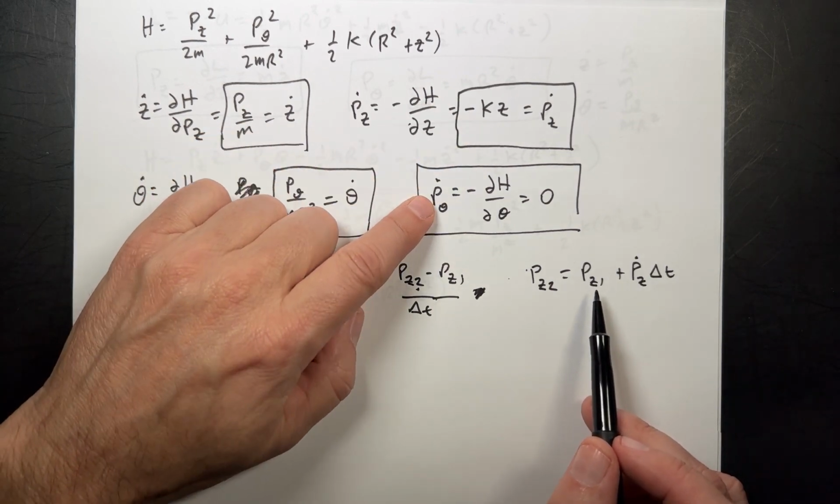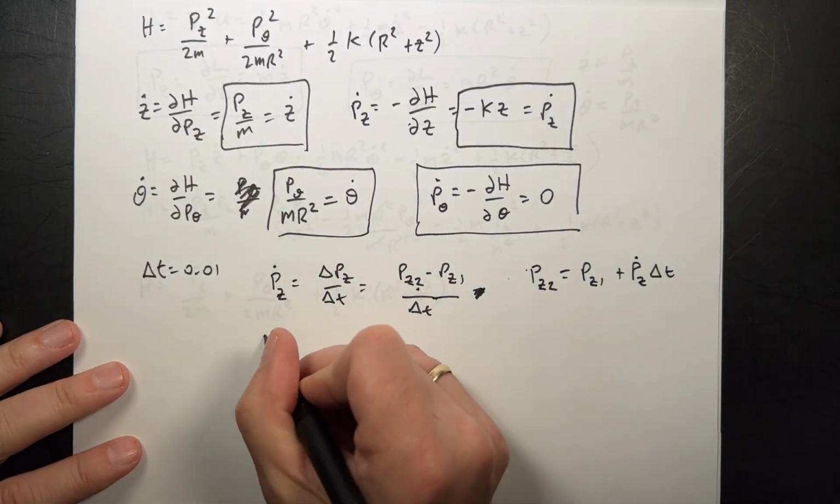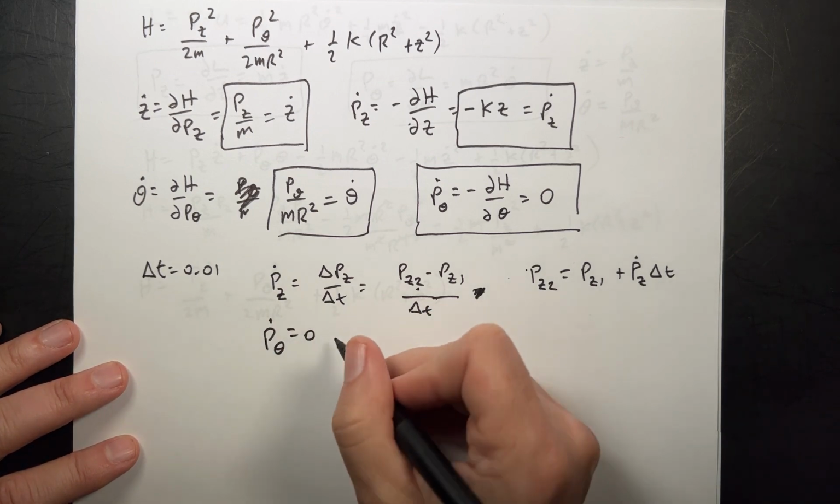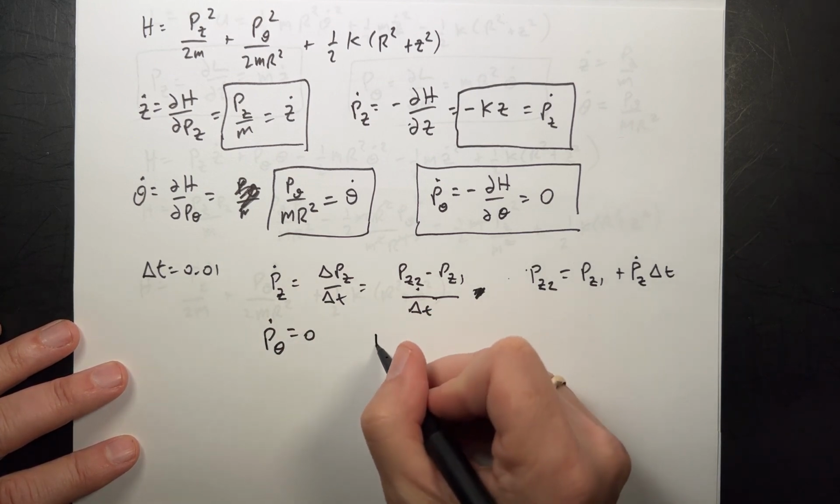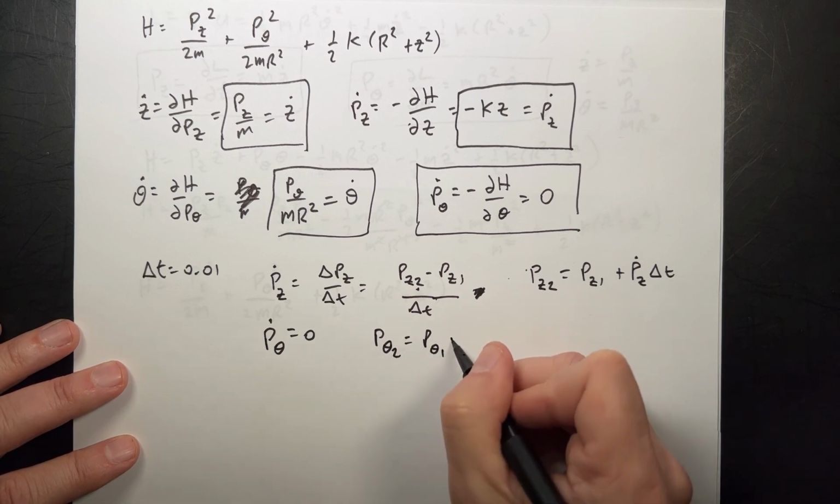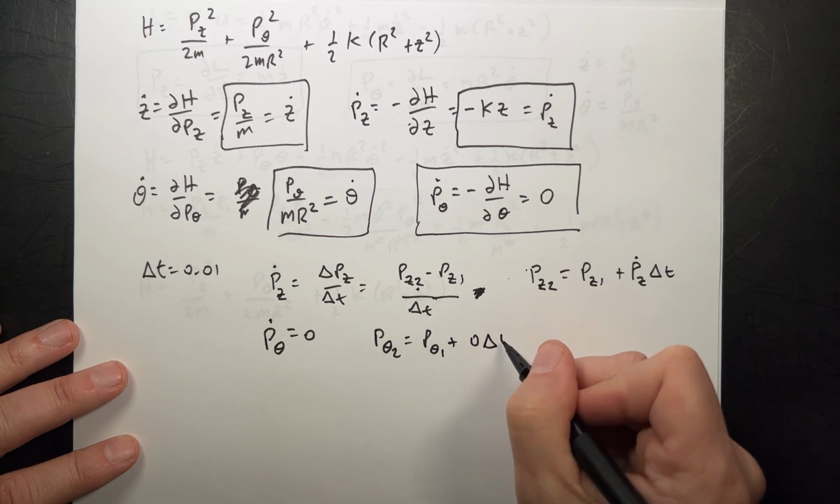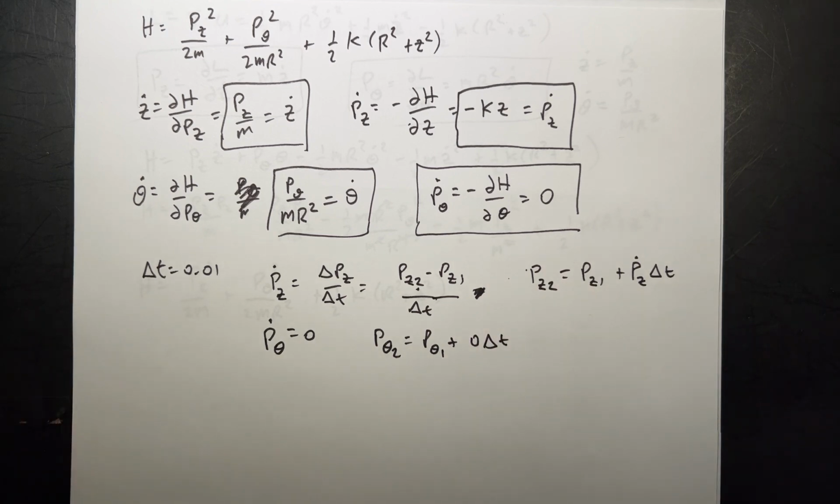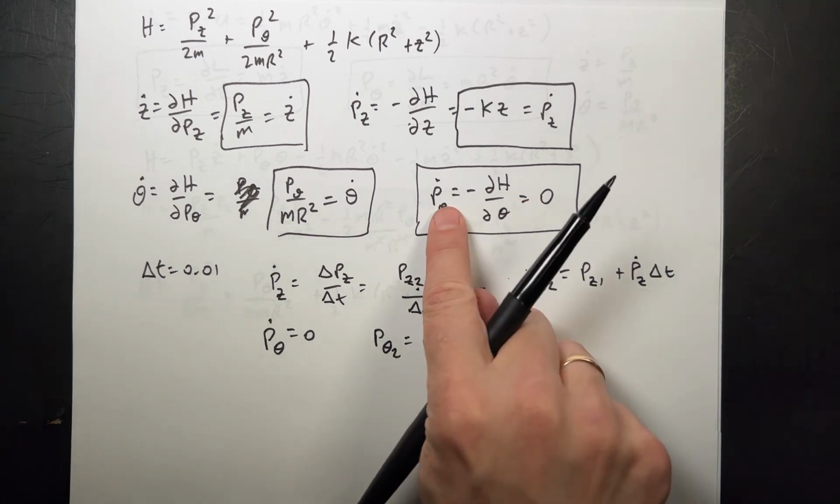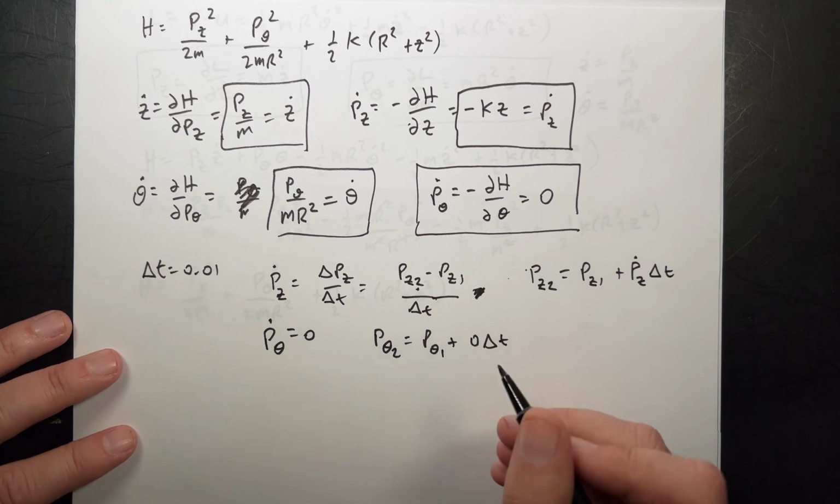Now let's jump down and do the theta one next. So p theta dot equals 0. And so if you do the same thing, we see that p theta 2 equals p theta 1 plus 0 delta t. So p theta is constant. It doesn't change, right? Because the derivative is zero, which we knew, which is fine.